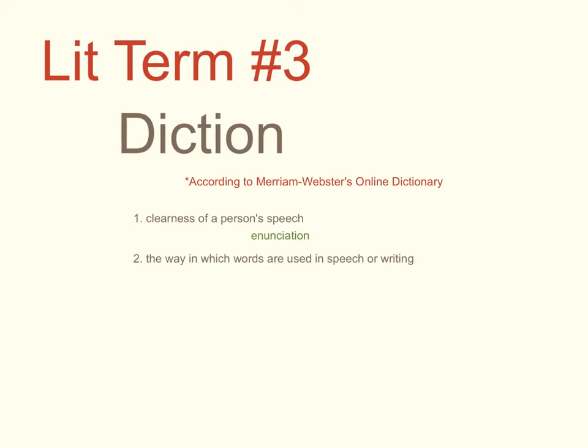The second definition, and the one we focus on in this class much more so, is the way in which words are used in speech or writing. And another term we use for diction in this case would be word choice. Basically, anytime you're writing or giving a speech, you're going to choose words very specific to your audience and purpose. And so one of the things that we would tell you to do is to watch your diction when doing those types of things. So that's the big umbrella, and then we're going to break this down into some smaller parts.